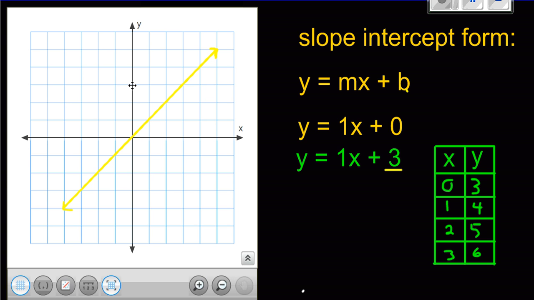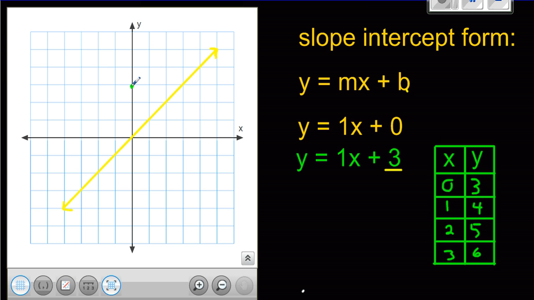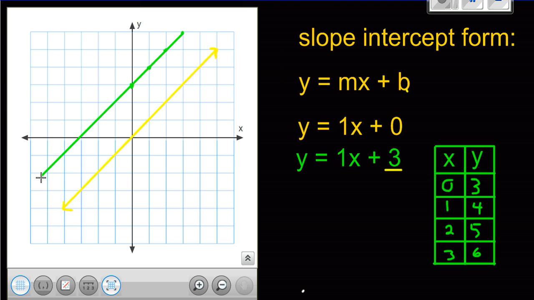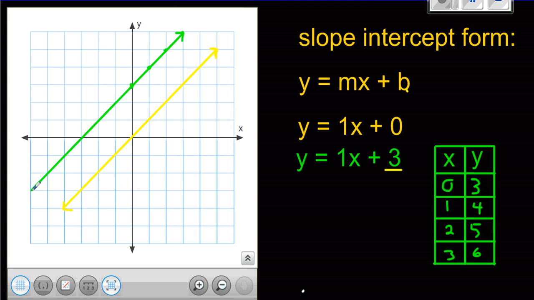0, 3, when I graph it over here, would be located at this point right here. And next I have 1, 4, which would be right here, and 2, 5, and it kind of keeps moving up. So now I'm going to connect them with a straight line in that same color. I'm going to start up here, connect those, and then we just add our little arrows to the end of this line. And we notice what happens.